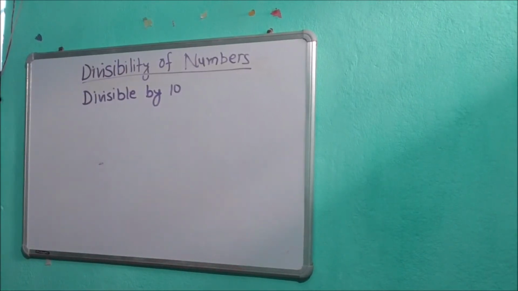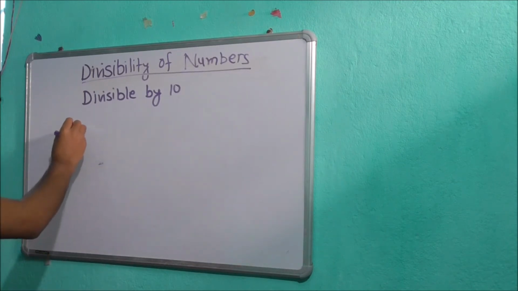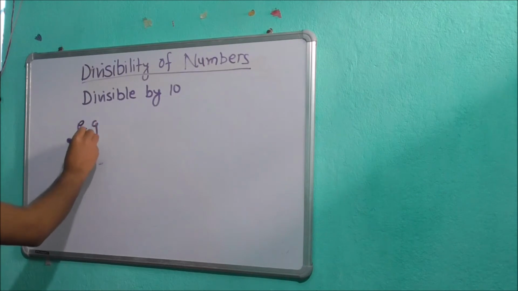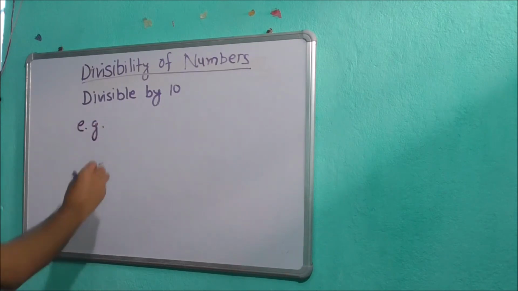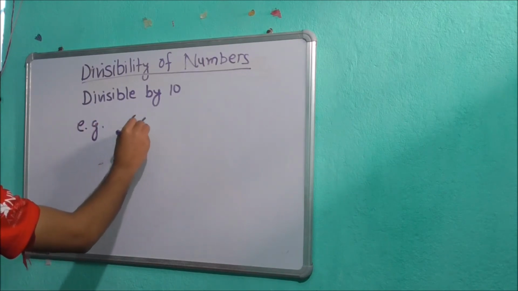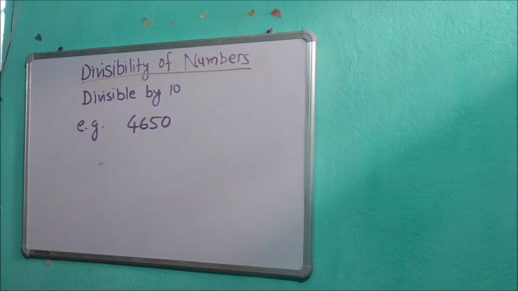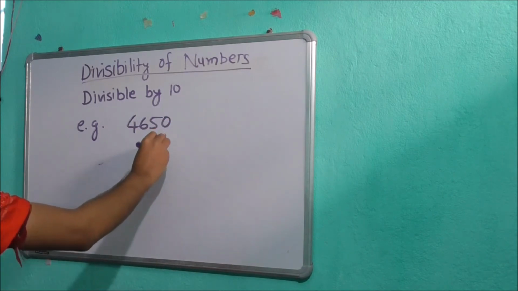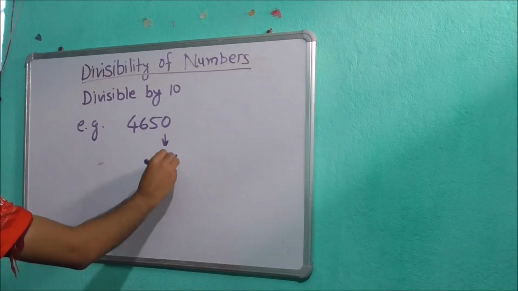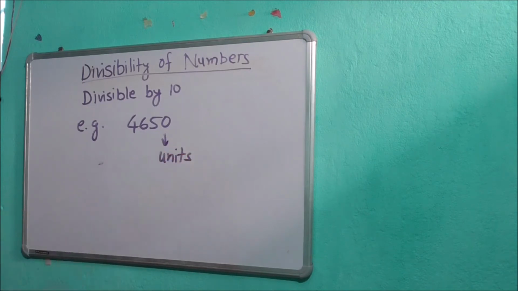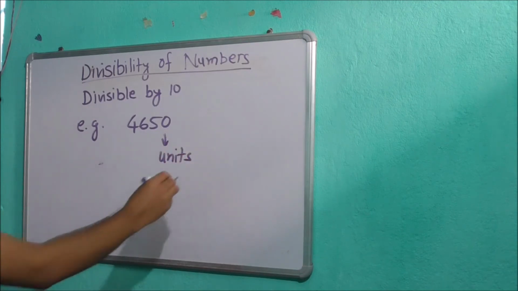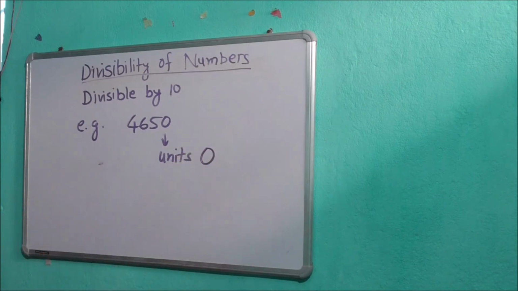Now we will see whether a certain number is divisible by 10 or not, and it's quite simple and you can also understand that. So just take an example of 4650. Now we need to check the number at the units place. If the number at the units place is 0, that means the number is divisible by 10.